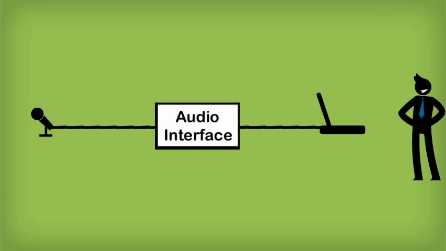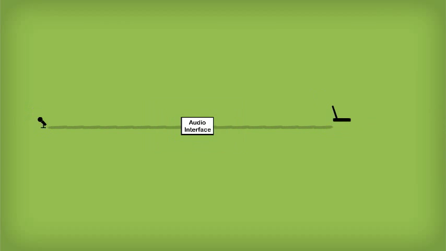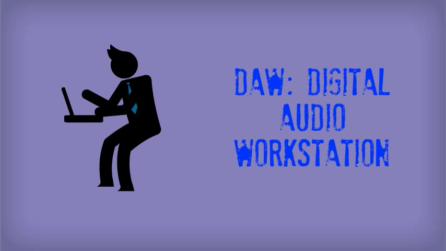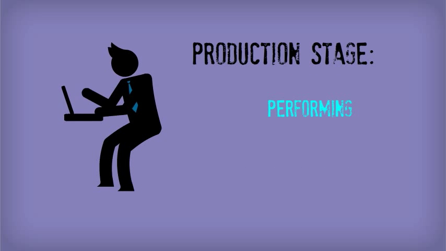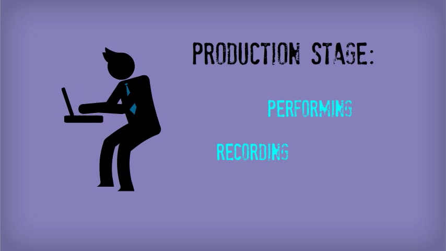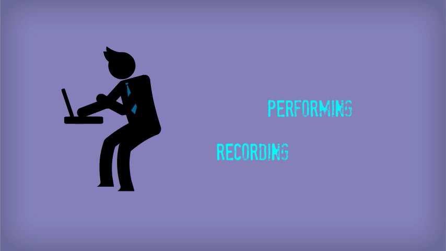So this audio interface has allowed us to get the audio information to our computer, and this is where the fun begins. Using our DAW, or Digital Audio Workstation, we will be able to work through different stages of the production process. The production stage includes performing and recording, and this is basically where we get the music material that we're going to work with.